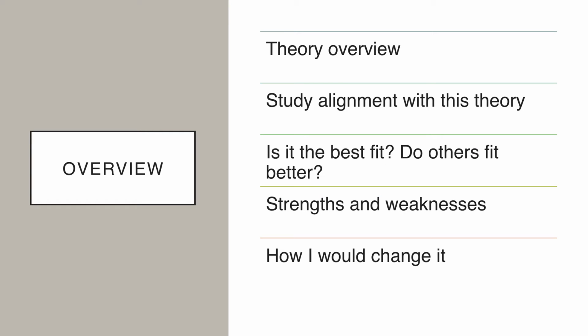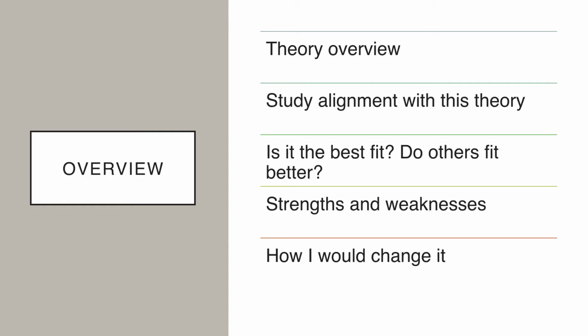So here's an outline of what I'll be discussing today. First, I'll describe the trans-theoretical model of behavior change. I'll talk about its origins, how it can be used, the 5 stages of behavior change, as well as the 4 basic constructs of the theory. Next, I'll describe how the study that we read aligns with each of those 4 constructs.